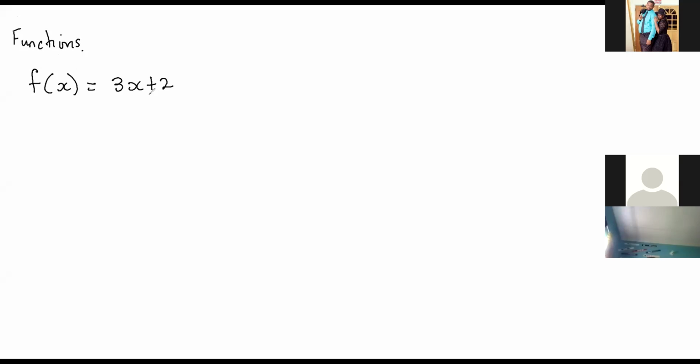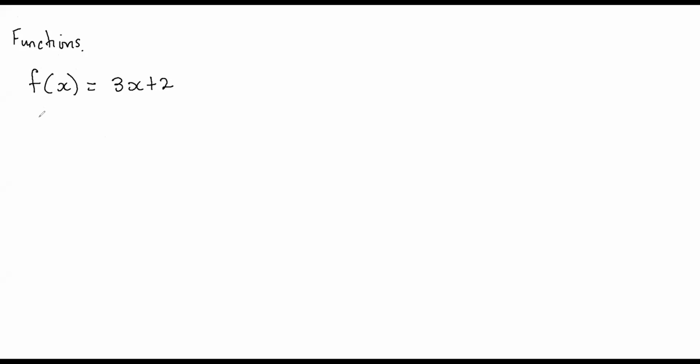So much so that when we say f of a number, then what we do is that wherever x was in this equation, we're just going to replace it with whatever was inside of the bracket. So we have 3 times 5 plus 2. Yeah, 15 plus 2, which is 17.